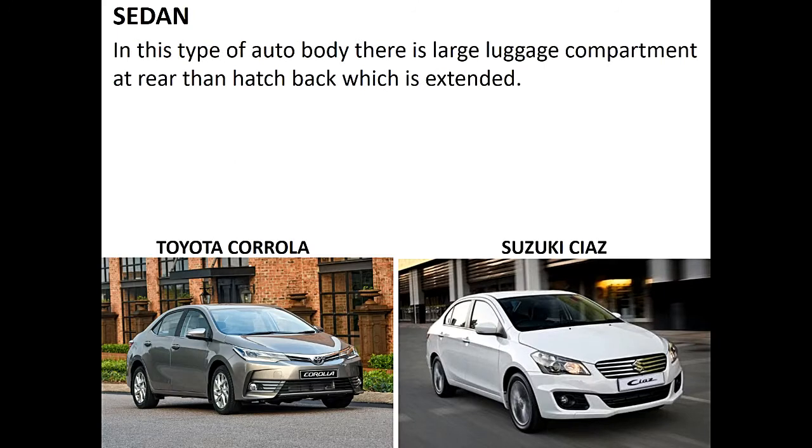The sedan. In this type of autobody, there is a large luggage compartment at the rear, larger than the hatchback, which is extended. Here, the luggage compartment is extended up to the rear. The two examples of Toyota Corolla and Suzuki car are present in the picture.